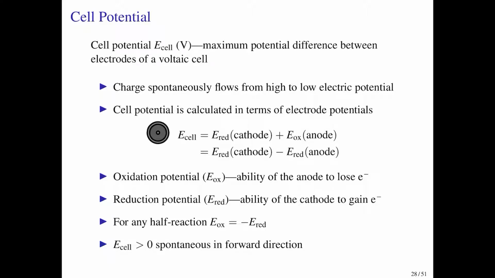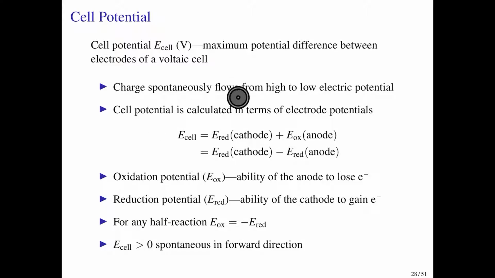And so you can calculate the cell potential in this fashion. You would imagine writing the reduction potential at the cathode plus the oxidation potential at the anode. These represent the potentials at the different electrodes, and you simply add them together to give you the cell potential for the entire electrochemical cell.